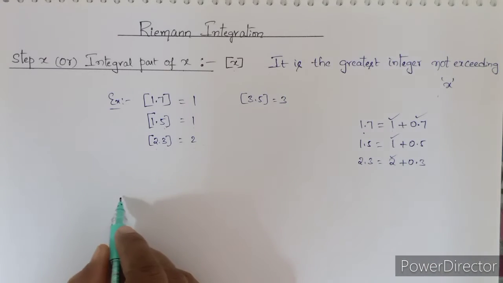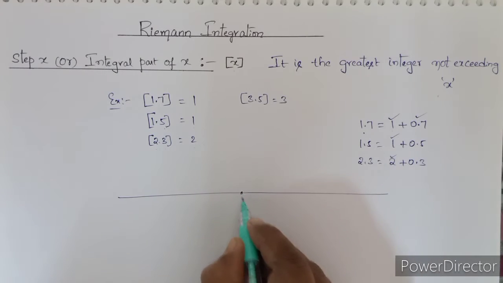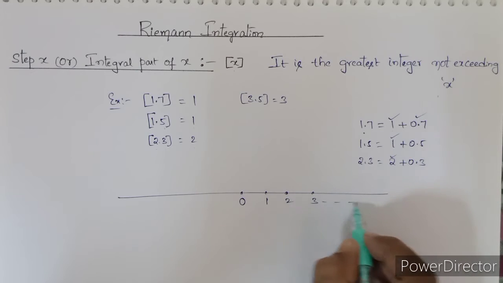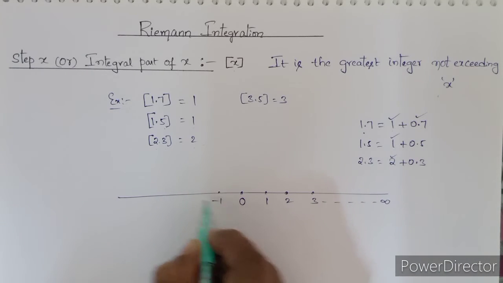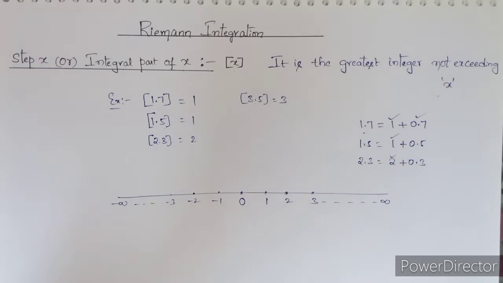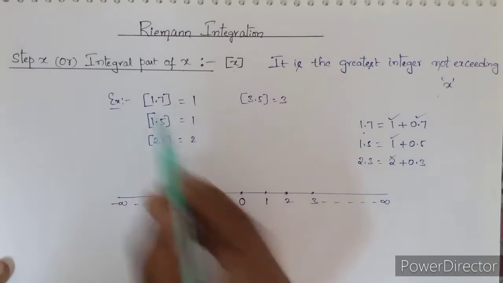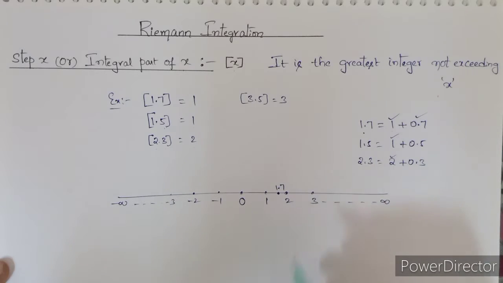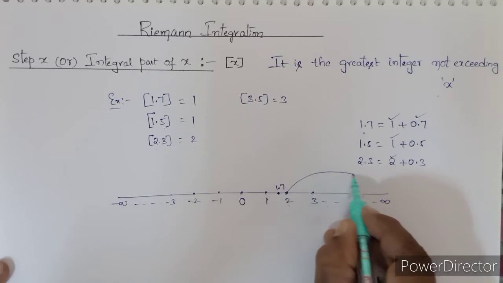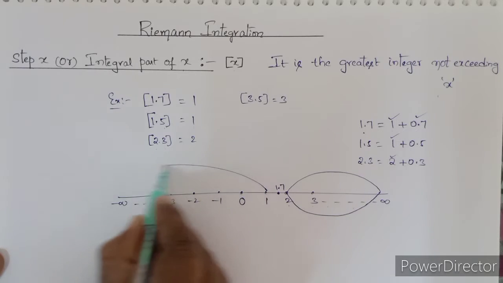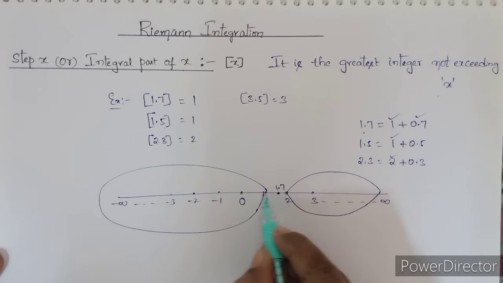There is one more important point. This is 0, 1, 2, 3 up to infinity. Minus 1, minus 2, minus 3. This is the real number line. First of all, we will see 1.7. Here 1.7 is there. So these are all integers 2, 3, 4, 5 and so on up to infinity. These are all the integers which are exceeding 1.7. These are all integers which are not exceeding 1.7.